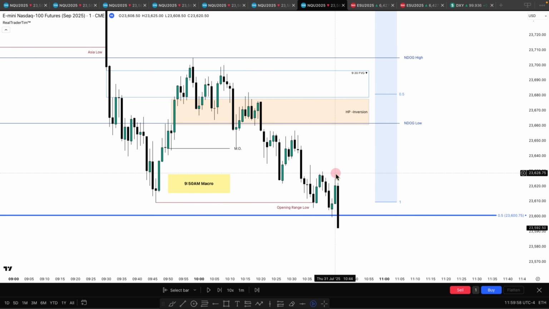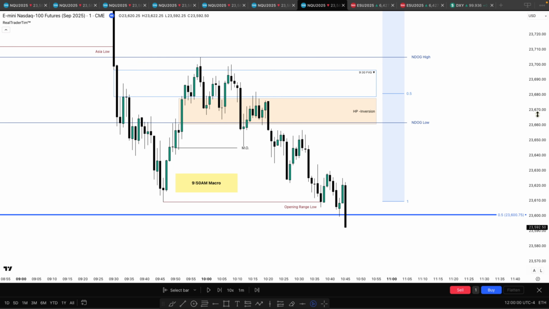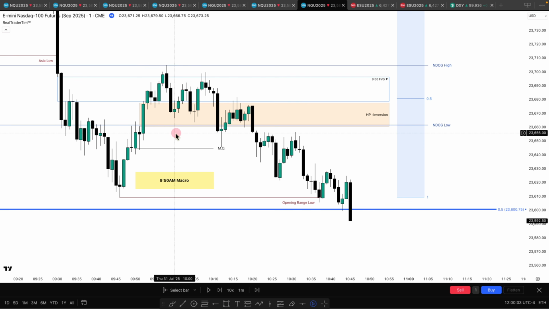But again, really start to dig into what key inefficiencies price is working during these macro windows, because that is the epitome of time and price.